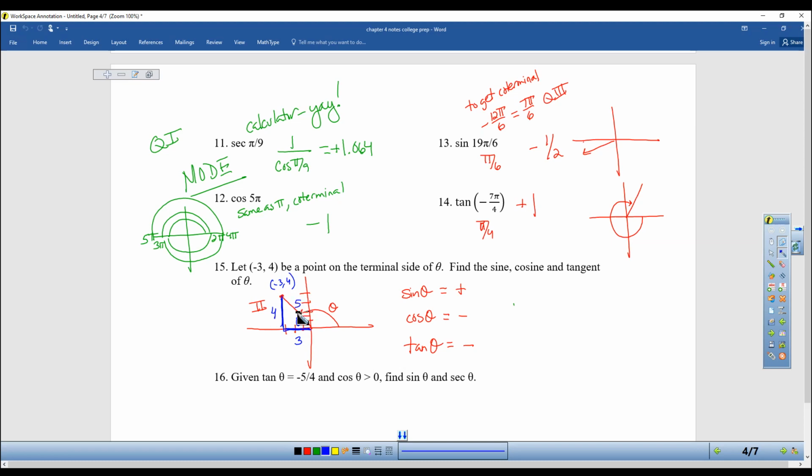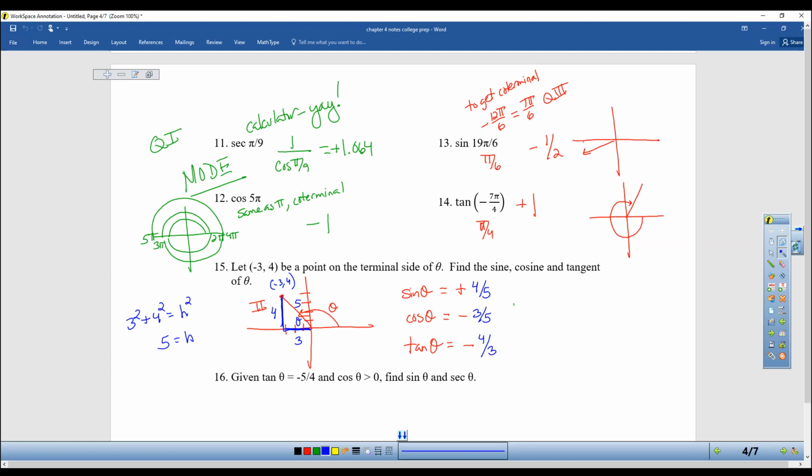This is a Pythagorean triple. It is a 3, 4, 5. If you don't have that memorized, that's okay. You can do 3 squared plus 4 squared is equal to hypotenuse squared, and you'll get that the hypotenuse is 5. So sine is opposite over hypotenuse. Cosine is adjacent over hypotenuse. And tangent is opposite over adjacent.